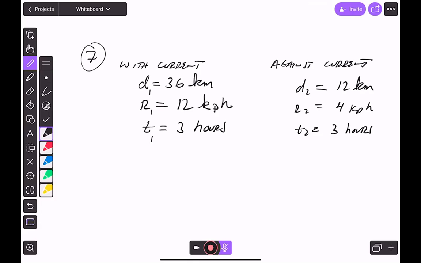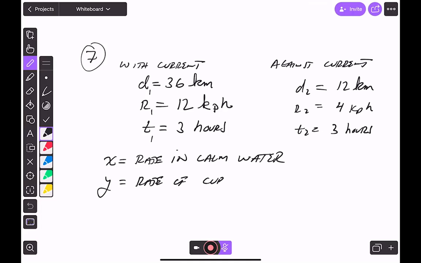It says find the rate of the rowing team in calm water. So I don't know what that is. I'll put X down. This is rate in calm water, and that's of the rowing team, by the way. That's no current. And the rate of the current. Y is the rate of current.